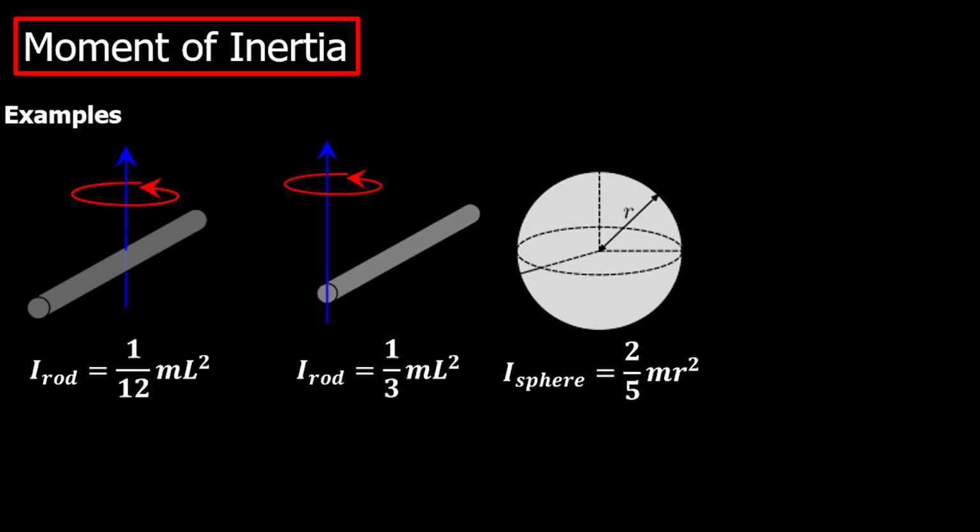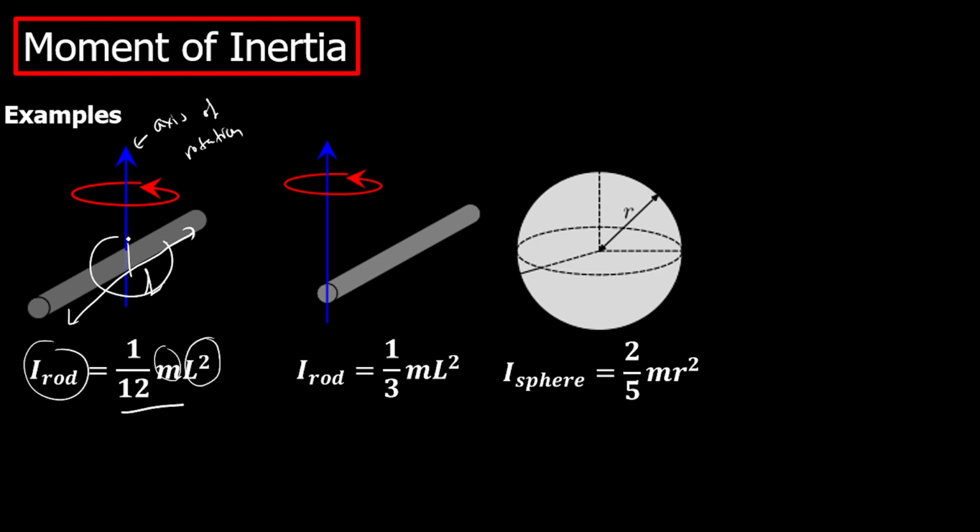Let's look at the first one. Here we have a rod and the axis of rotation at the center of that rod, and the length of the rod is L. The moment of inertia is equal to 1/12 multiplied by the mass of the rod and the square of the length of the rod. This is how much it would resist undergoing angular acceleration when it rotates that way.